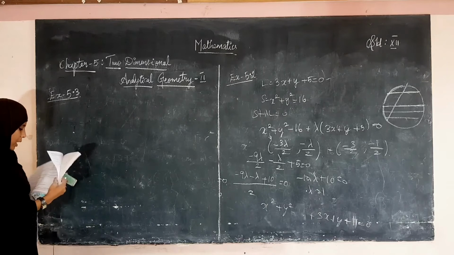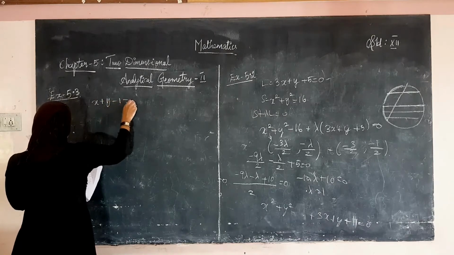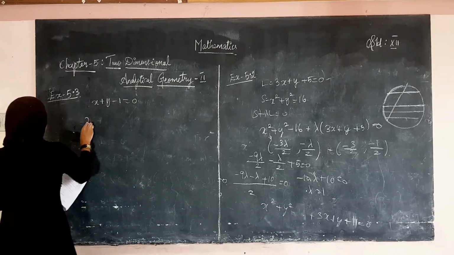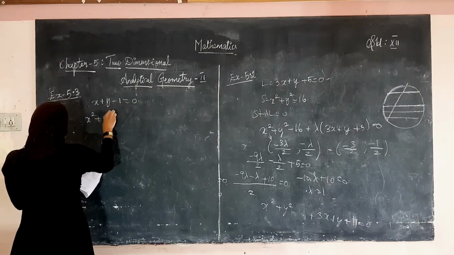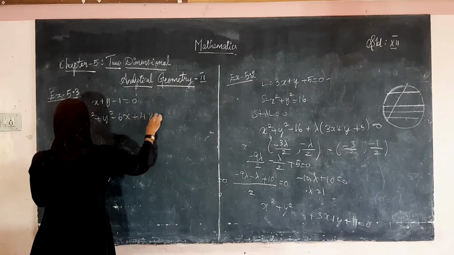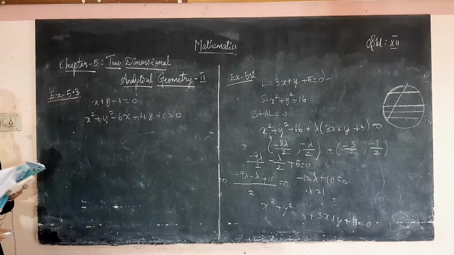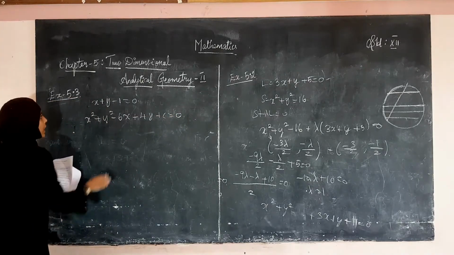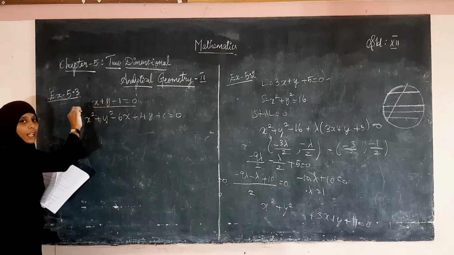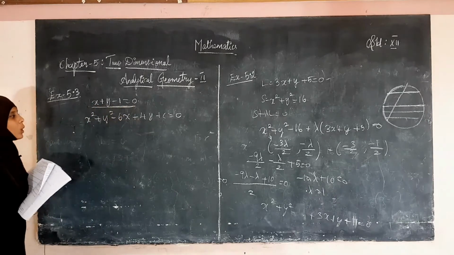Determine whether x plus y minus 1 is equal to 0 is the equation of a diameter of the circle x square plus y square minus 6x plus 4y plus c is equal to 0. So this is the equation of the circle. What we have to find is, this is an equation of a line. We have to find whether this line is a diameter of this circle. So how can we do that?